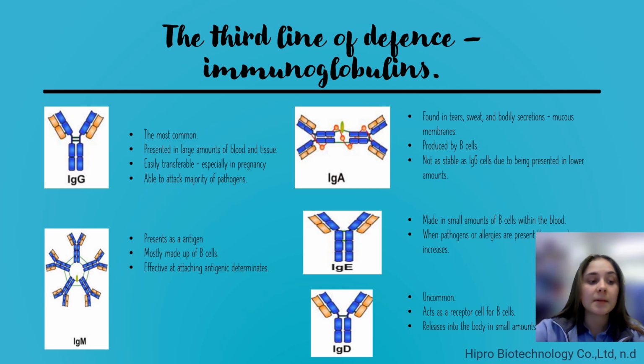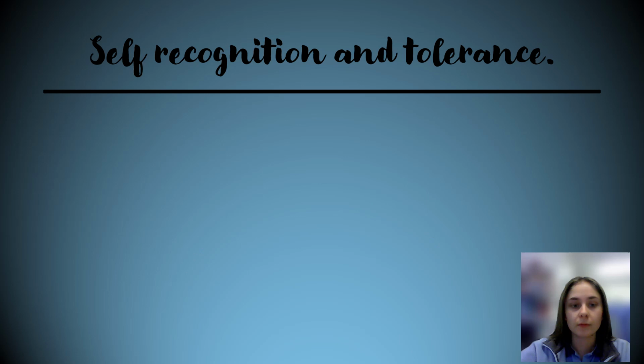IgE is made up in small amounts of B cells within the blood, but when pathogens or allergies are present, there is an increased response to help protect the immune system. And lastly, IgD is quite common and acts as a receptor for B cells, and it is only released into the body in small amounts. There is an unclear idea of the functions of IgD.